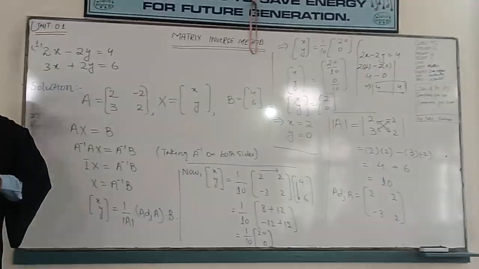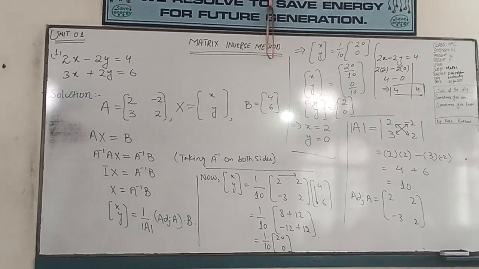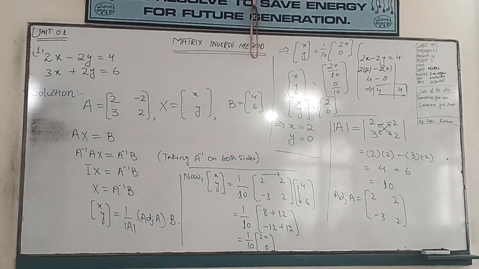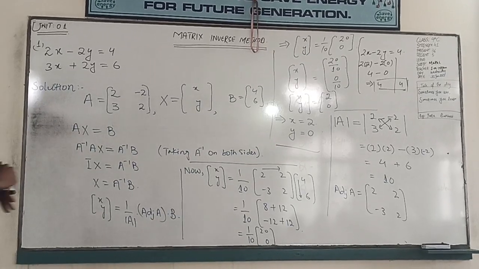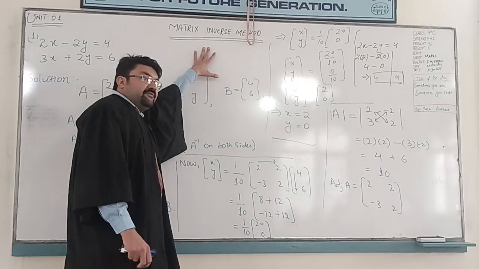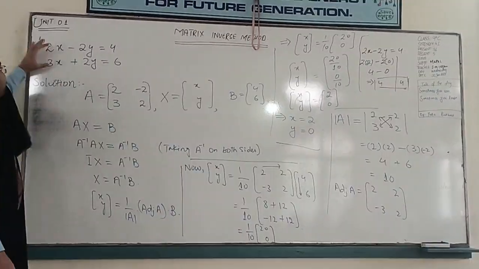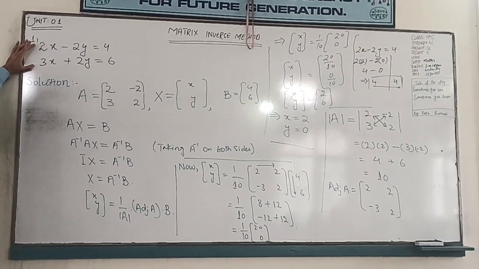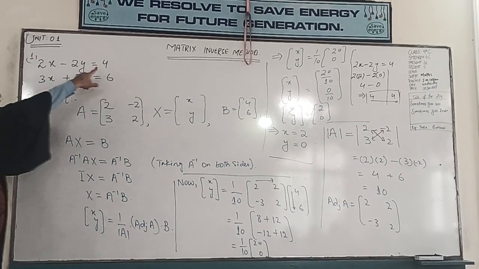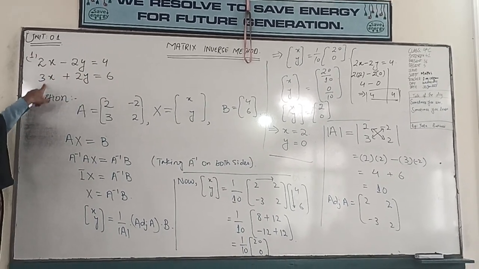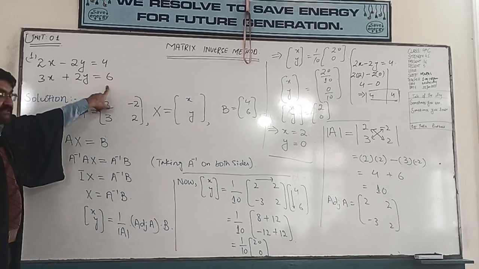Okay, so once again I want to discuss it. Today we have discussed the matrix inverse method. The matrix inverse method involves inverses, so that is why its name is matrix inverse method. We have two equations. The first equation is 2x minus 2y is equal to 4. The second equation is 3x plus 2y is equal to 6.